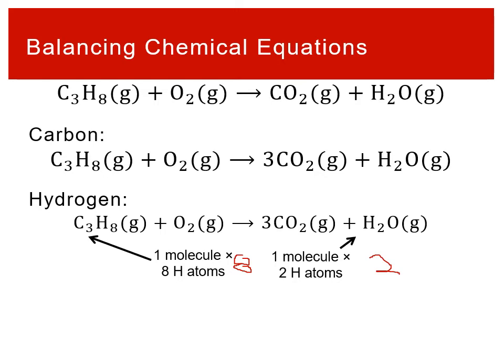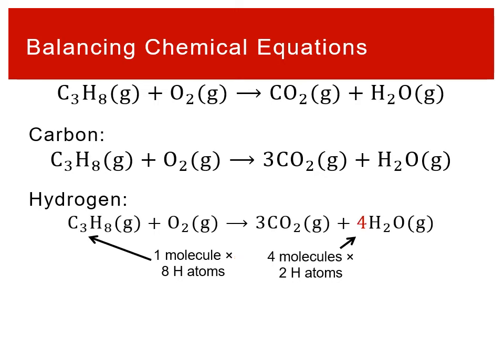So I need to have more water molecules. I need to figure out how many. I divide the bigger number 8 by the smaller number 2, and I get 4. So I need 4 water molecules to get the total number of hydrogen atoms to be balanced. So now I can see that 1 times 8 is 8, and 4 times 2 is also 8. That's a hard number to write with a mouse. So I have 8 hydrogen atoms on both sides. That is now balanced. So carbon still balanced, hydrogen now balanced.